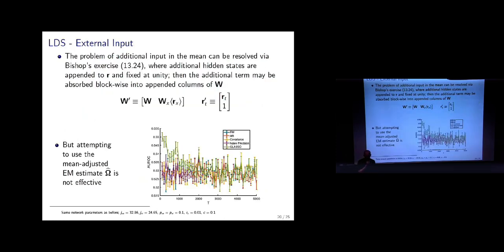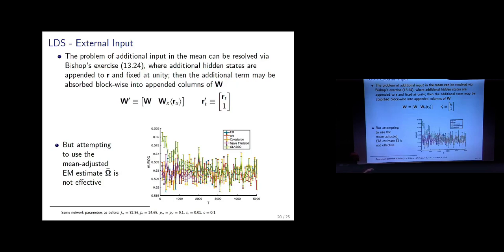Okay, a quick note. The problem, at least, of having a constant mean drive can be solved in the context of a linear dynamical system. This is a homework problem in Bishop's machine learning book, section 13. Basically, you just add some additional rows to your hidden states and fix them at unity. Now you can absorb additional columns as the mean input onto your new network W. And that just shifts the whole problem, but your old EM estimates would still be perfectly fine. Unfortunately, it doesn't appear to work either, and we'll explain why in just a second.